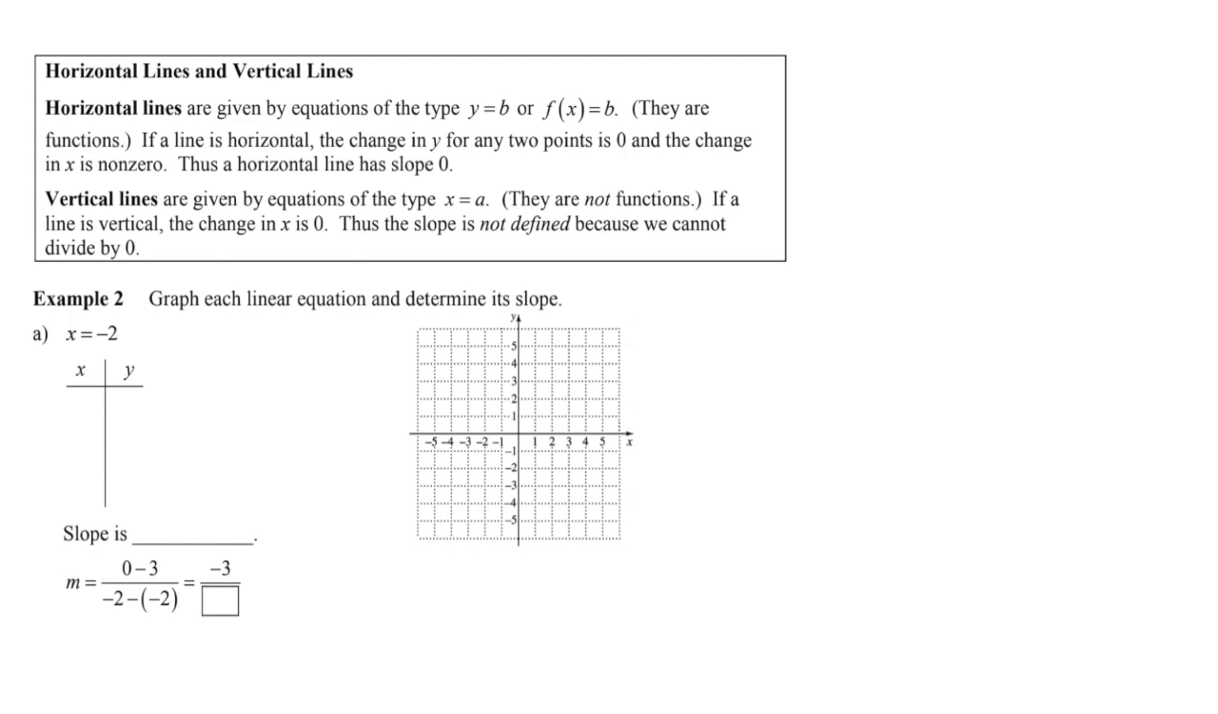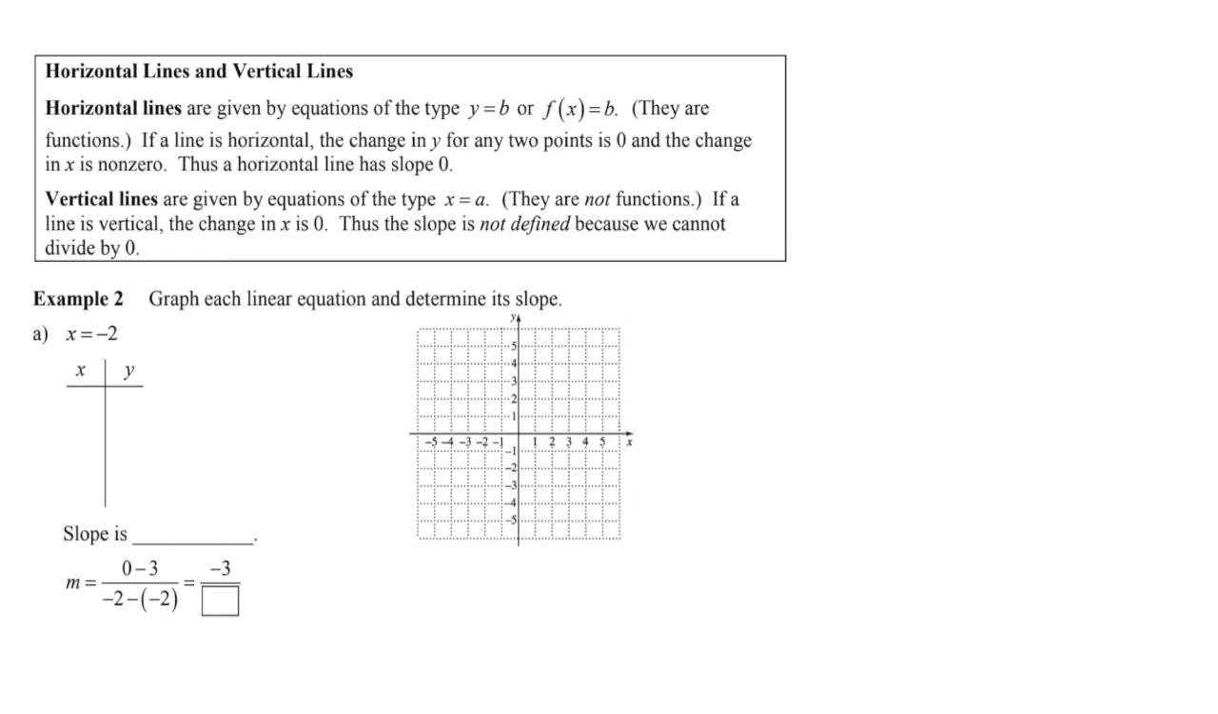Horizontal lines are given by the equation y is equal to a number, or we know f of x is the same as y is equal to a number. If a line is horizontal, the change in y for any two points will be 0. Vertical lines are given by the equation x equals a number. These are not functions. Because it is a vertical line, the change in x is 0. Thus, the slope is not defined because we cannot divide by 0.